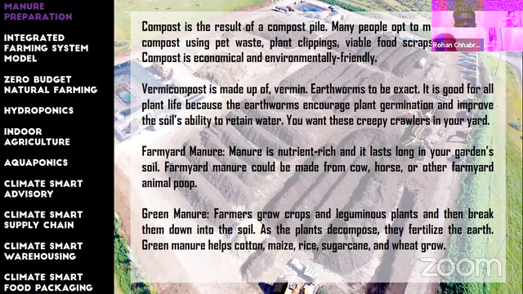Green manure. So farmers grow crops and different leguminous plants and then break them into the soil. And as these plants decompose, they fertilize the earth. So certain people also tend to burn their crops after harvesting, and this is a similar method. However, that releases a lot of carbon into the atmosphere and is not a viable option in future. However, there are different methods by which they can turn their leftover plants into green manure.